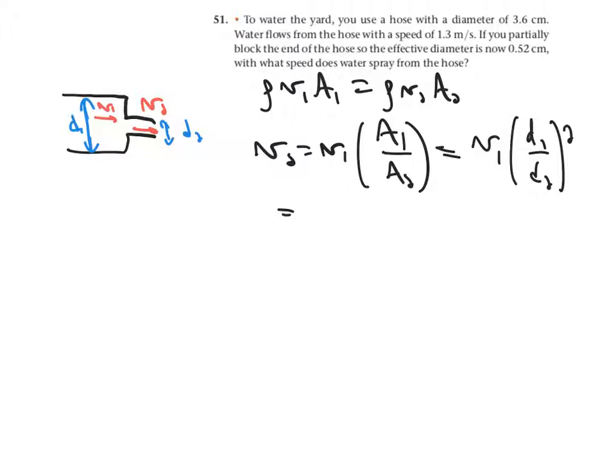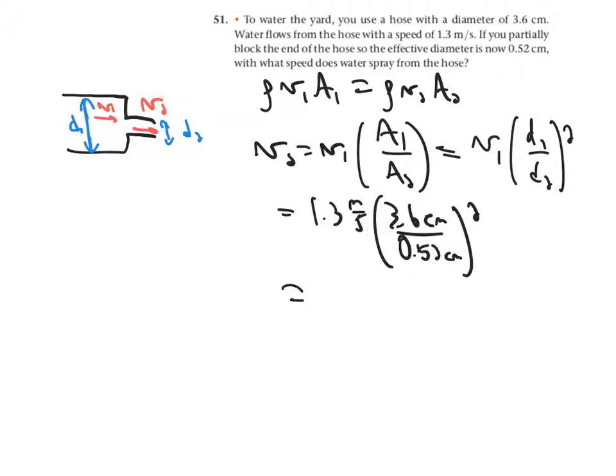So this lets us put in numbers directly and say we have 1.3 meters per second. Our original diameter was 3.6 centimeters. Our new diameter is 0.52 centimeters, and we're going to square it. Numerically, we get 62.307, actually 308 meters per second, but we have only 2 sig figs, so we end up with really just 62 meters per second.